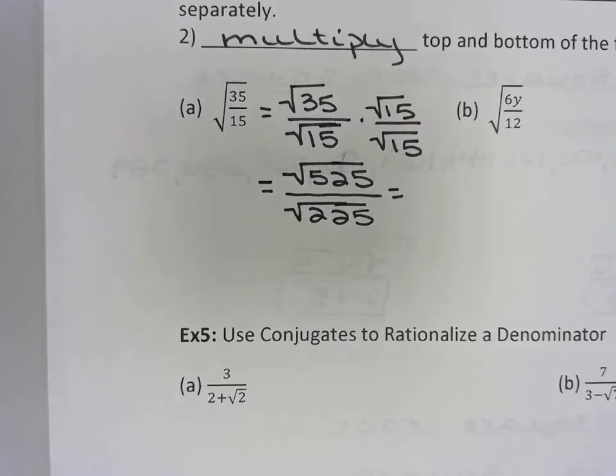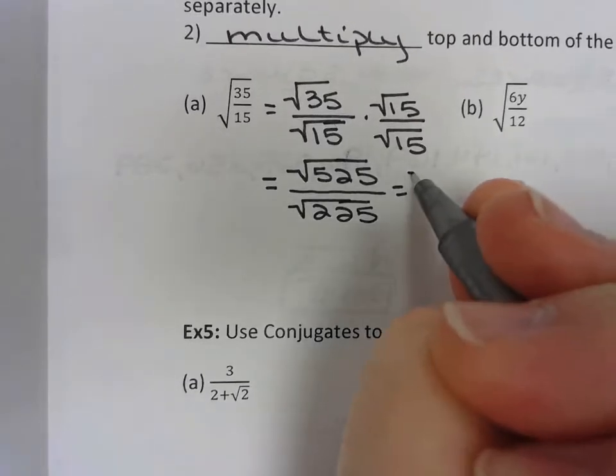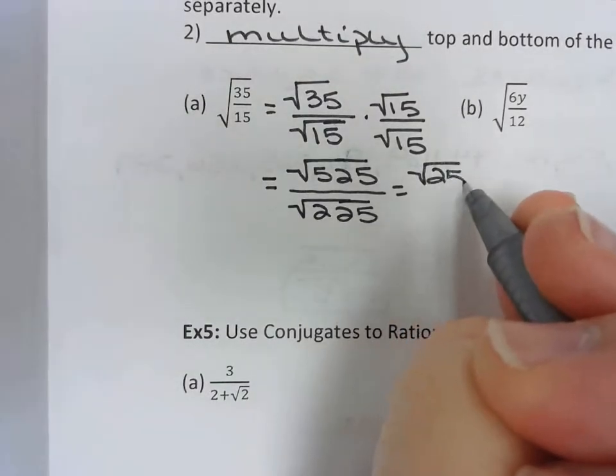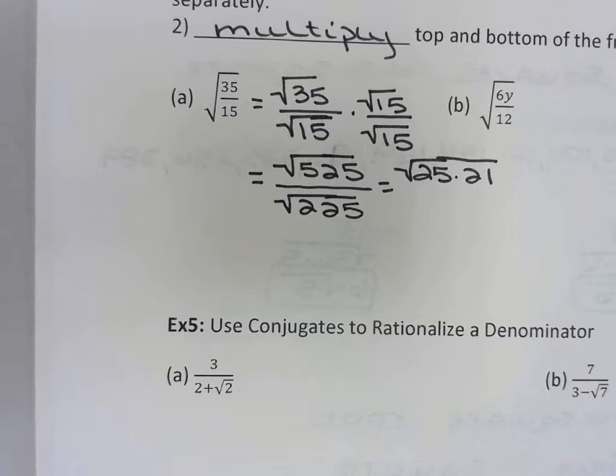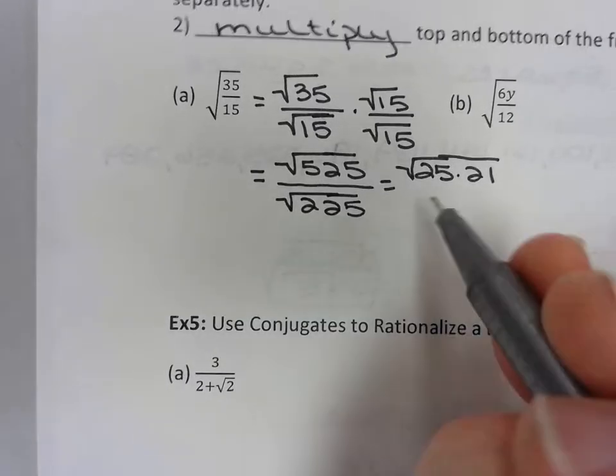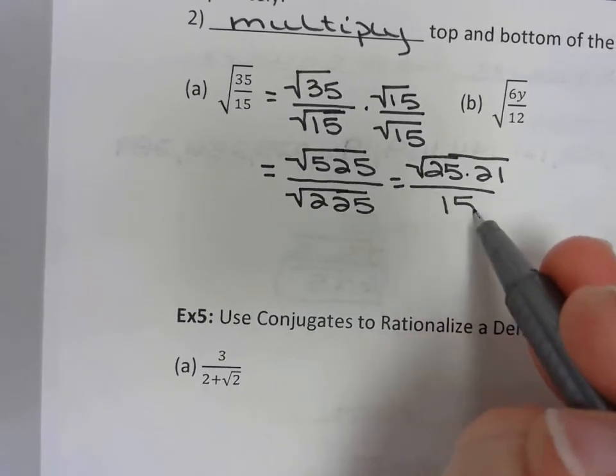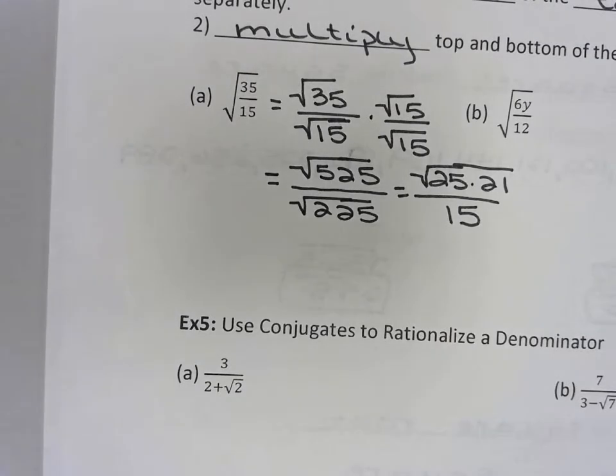25 times what? So I'm going to rewrite it as 25 times 21. So we're simplifying it just like we did. And what's the square root of 225? 15. So here's the shortcut. If you are multiplying the square root of 15 times the square root of 15, if you are multiplying with the same number under the radical, then your answer is just that number. So square root of 15 times the square root of 15 is just 15.